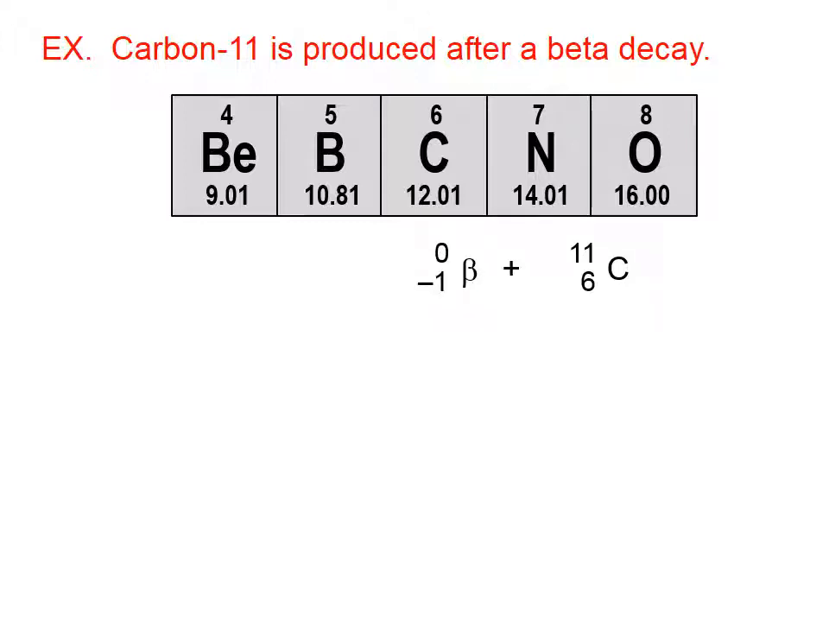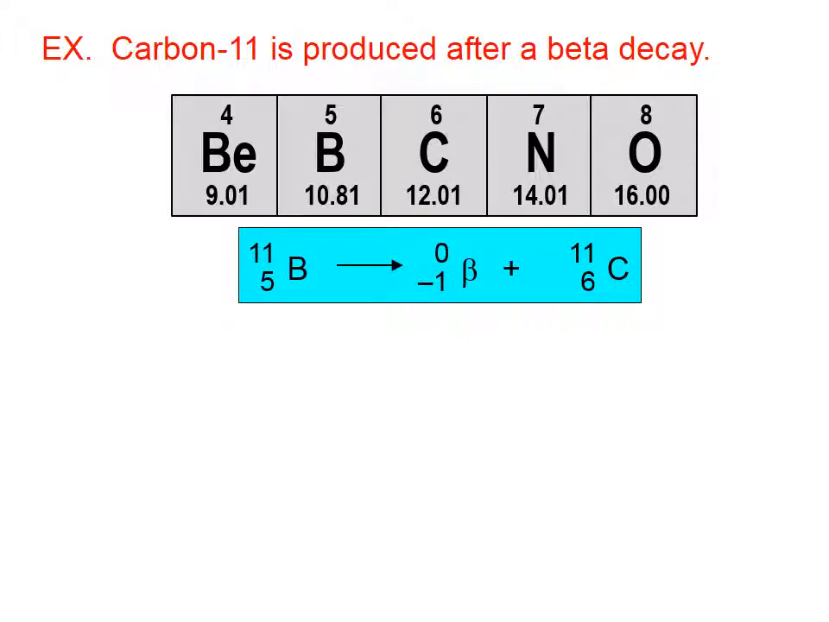There's our beta symbol. So what must we have started with? Again, the mass and the atomic numbers need to be equal on each side of the equation. So here we have 0 plus 11 equals 11 for the mass on the left, and -1 plus 6 equals 5, and from what's shown at the top of the screen, that must be a boron atom.